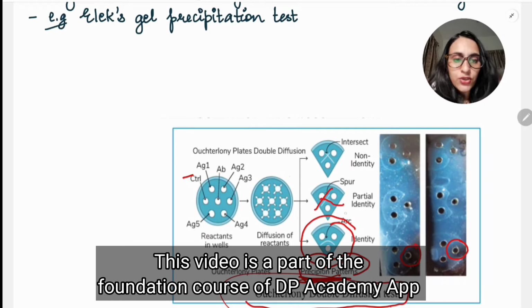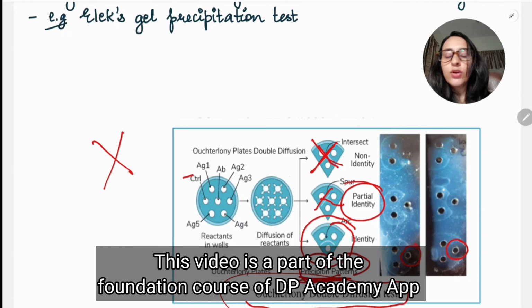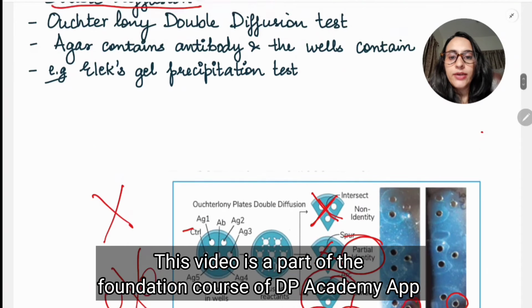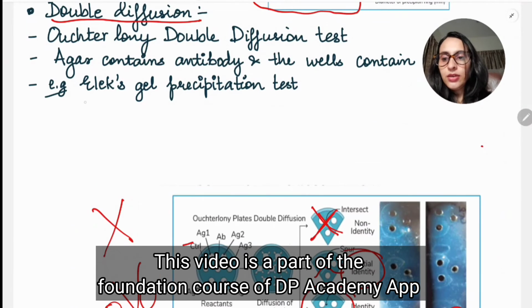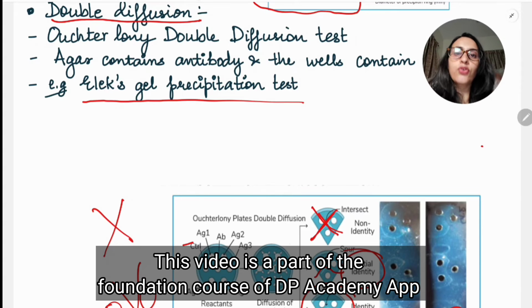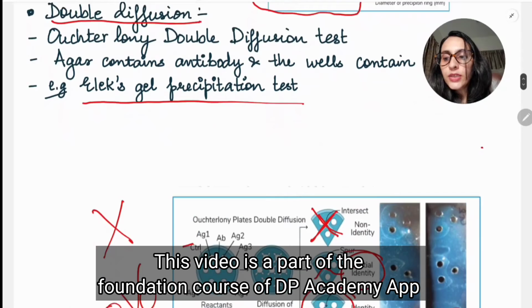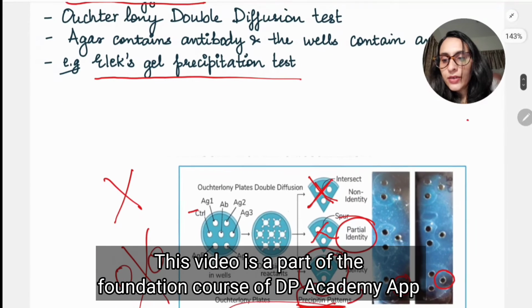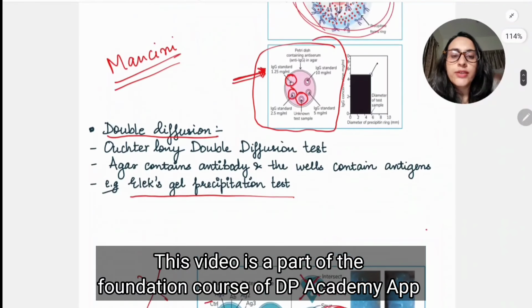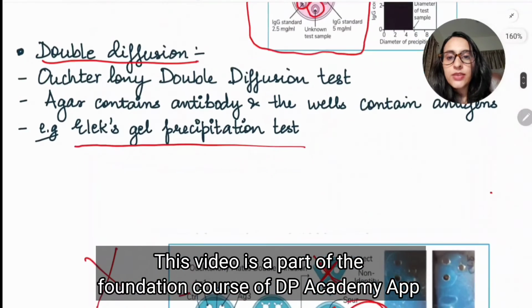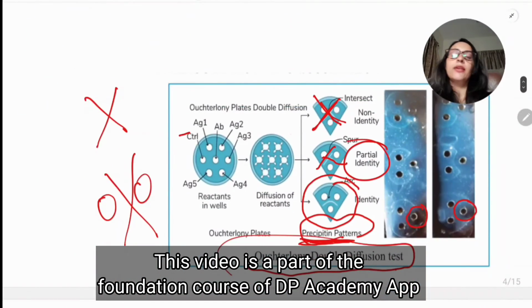Formation of a spur, you can see, is where there is partial identity, partial identical antigens. And here non-identical antigens will show a cross. Since the antigens are not matching, they show a cross. So if different antigens show a cross, it means they are not identical. This is seen in the Elek precipitation test that is done for Corynebacterium diphtheriae. So here the agar contains antibody, and the well contains antigen, and both of these move. Double diffusion, guys, antigen, antibody, both move. And this is the Elek gel precipitation test that is done for Corynebacterium diphtheriae.